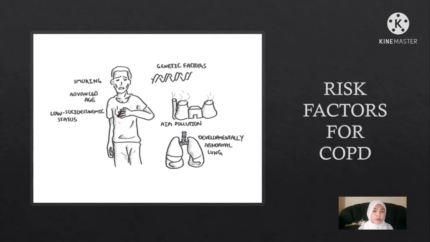And then air pollution, which is very common because you see it around, there is always pollution on the roads and everywhere. And also developmentally abnormal lungs. So our lungs are not formed normally, which is why COPD develops.